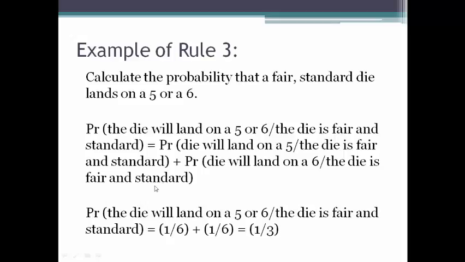So, given that the probability that a die will land on a 5, if it's fair and standard, that is 6-sided, with numbers 1 through 6, is 1/6. The odds that the die will land on a 6, if the die is fair and standard, are also 1/6. So you add 1/6 plus 1/6, you get 2/6, which reduces to 1/3. So the answer to the probability that a die will land on a 5 or 6, given that the die is fair and standard, is 1/3. And of course, we can see that that's right.